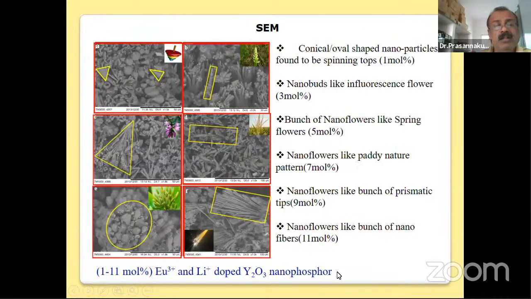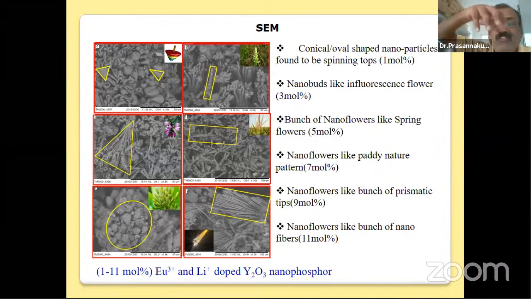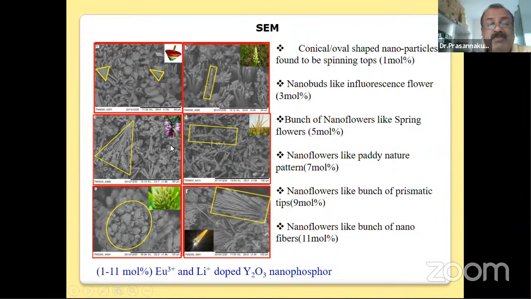All right. These are the SEM images. In 5 mole and 1 mole concentration, the morphology is found to be conical, and it is also found to be oval-shaped nanoparticles, like a spinning top. Nanobuds. Next, here we are going to observe nanobuds like flower structure. Here a bunch of nanoflowers, like spring flowers, can be observed. Nanoflowers of paddy nature.